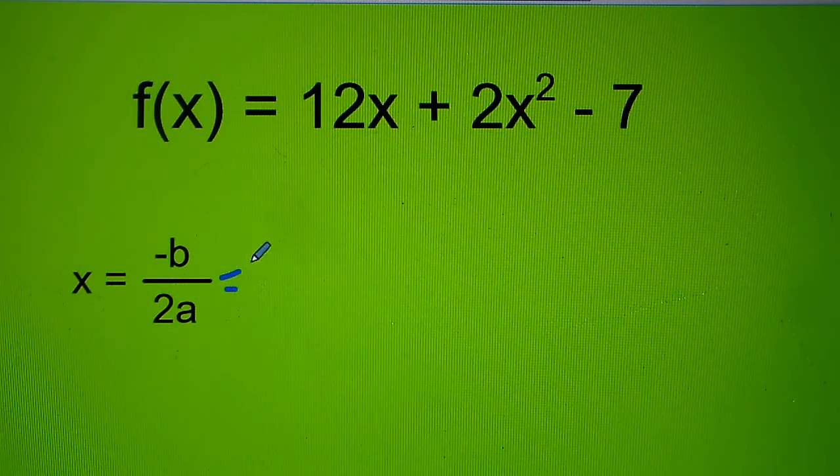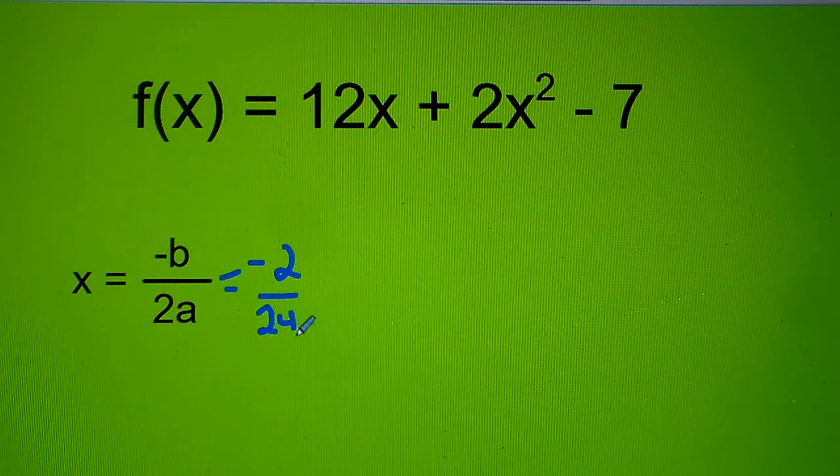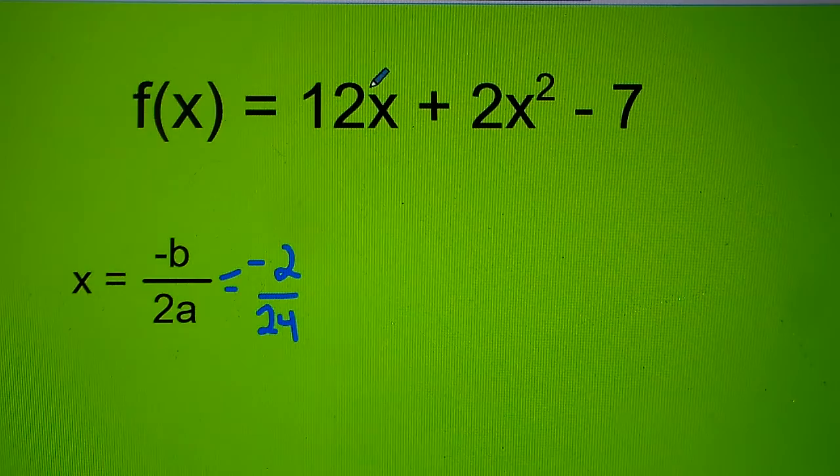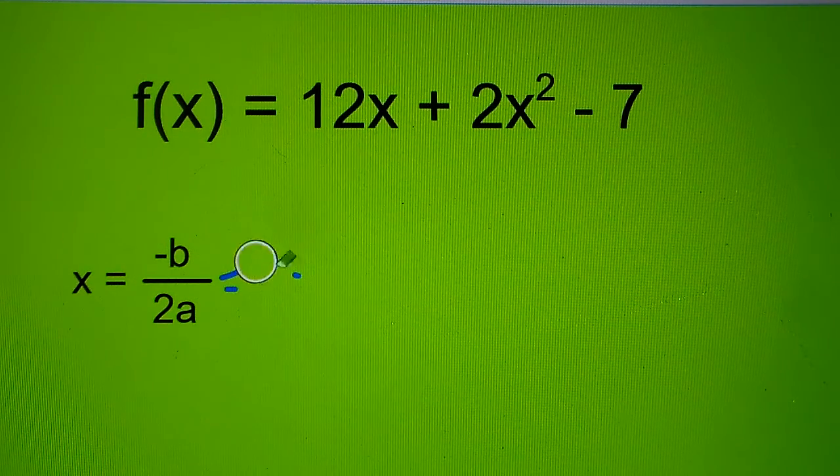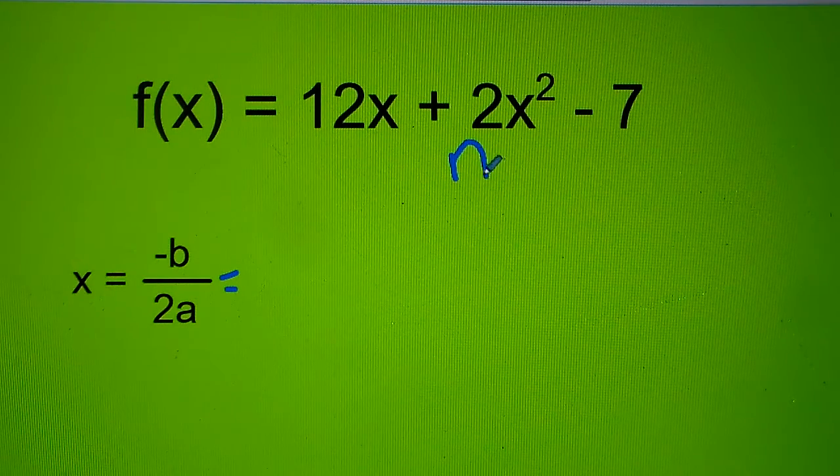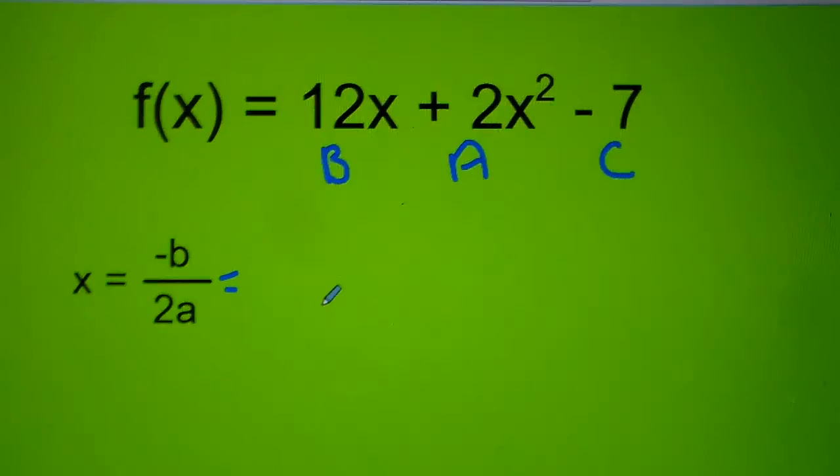Alright, here we go. So we got minus 2 over 2 times 12, which is 24. Because I did 2 times the A value. Whoop, nope, I lied. That's why it's good not to skip around. Let's first identify A, B, and C. My A value is this positive 2x squared, so just the positive 2 is my A. My B is the positive 12, and my C is negative 7.